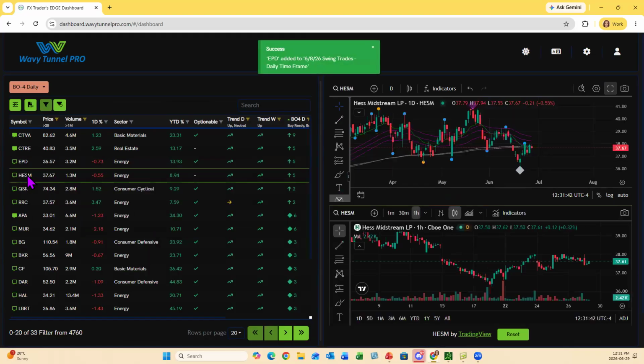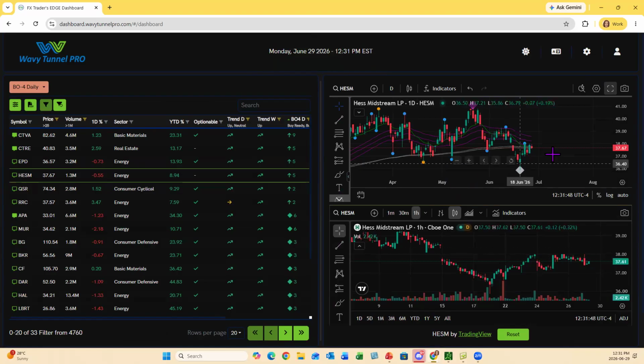We have to get through these more quickly here. So 37.61 is where we are. 37.67 is where we close. So no change. We did a nice three-wave move down. This is an energy stock. It's up 8.94% year to date. So all of these stocks are up year to date, which is a good sign. Okay, we like that. We want to see that.